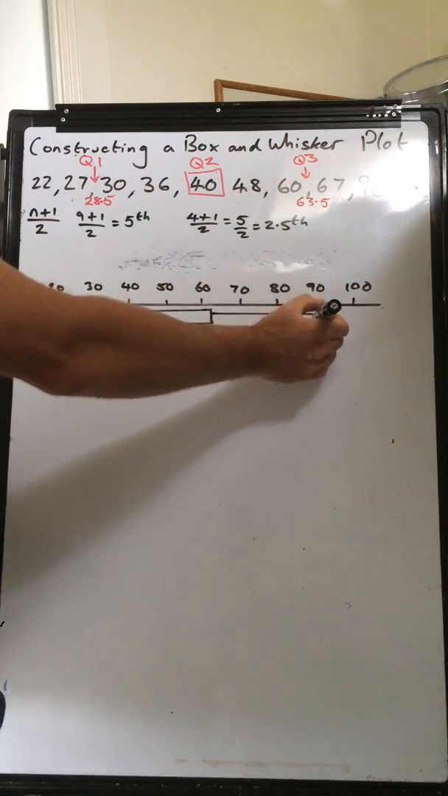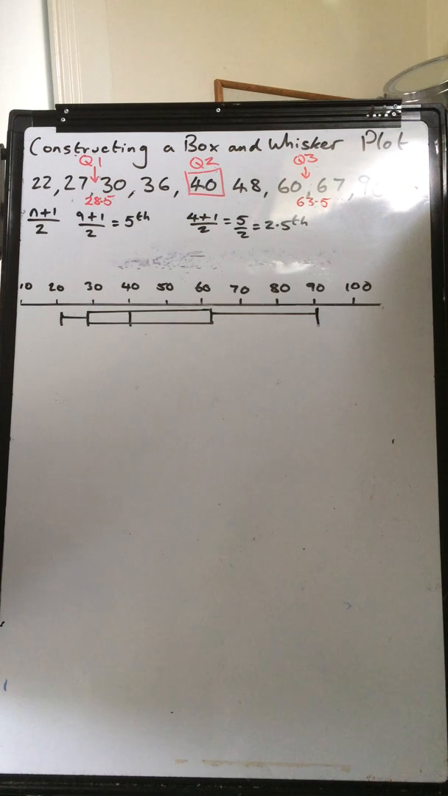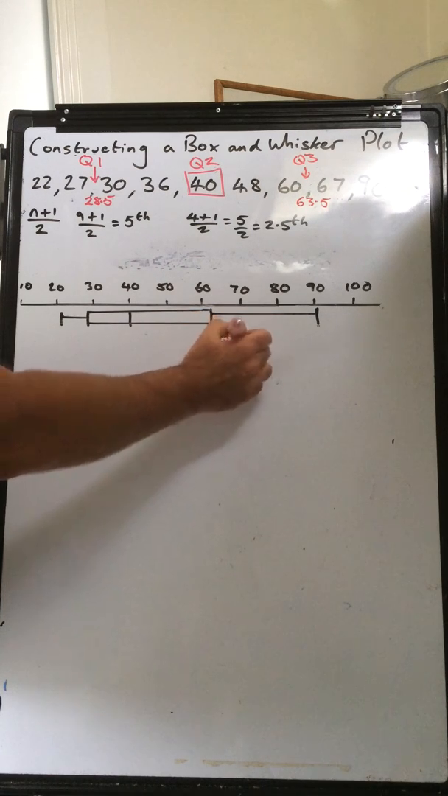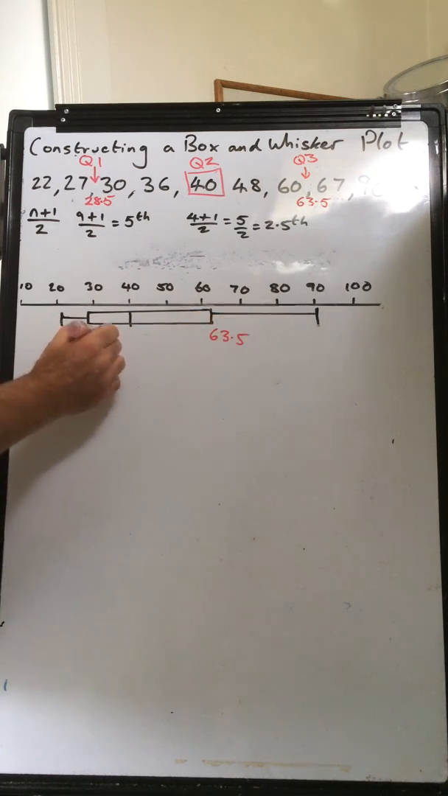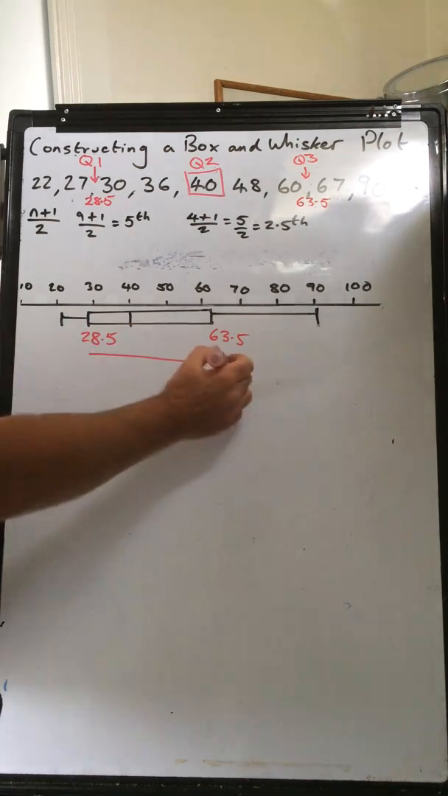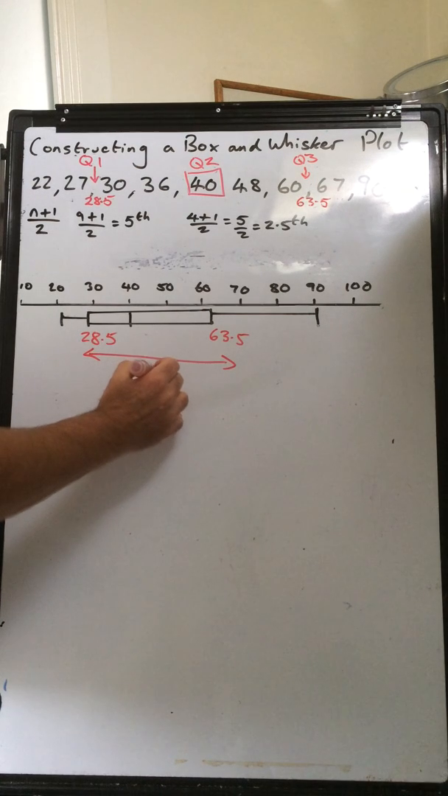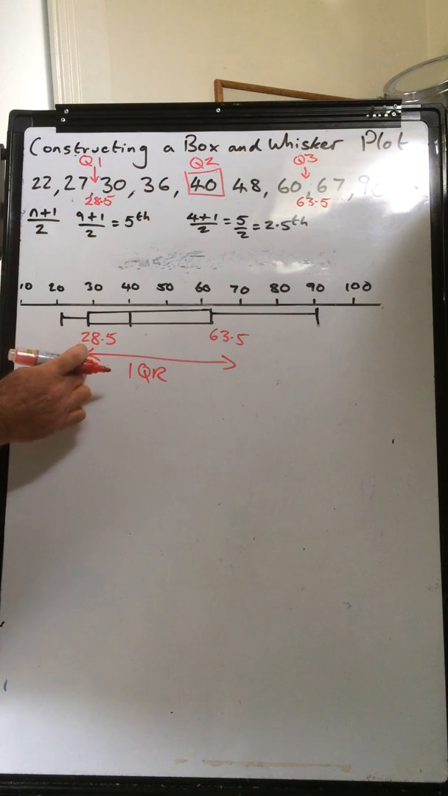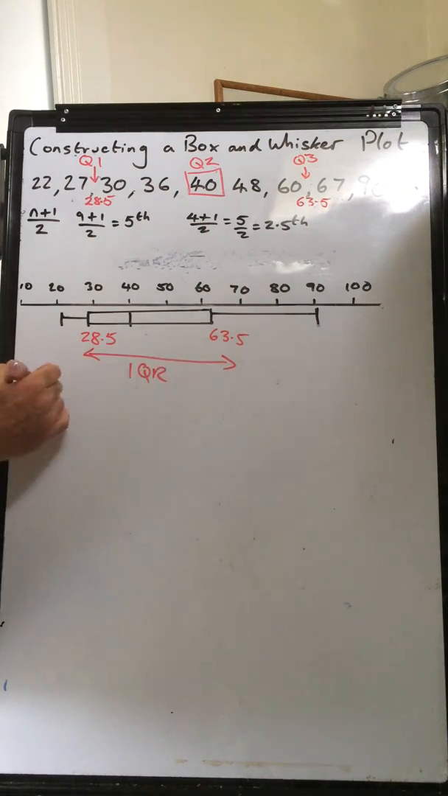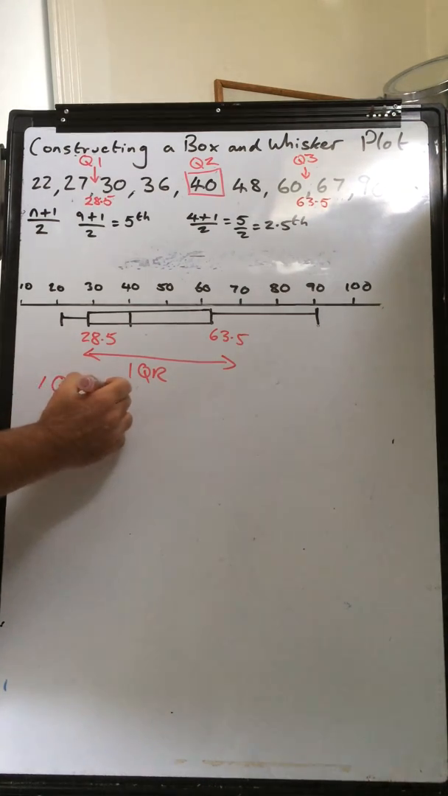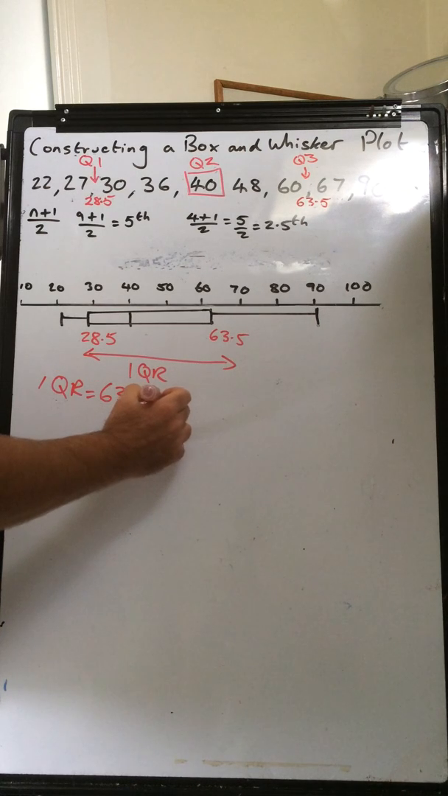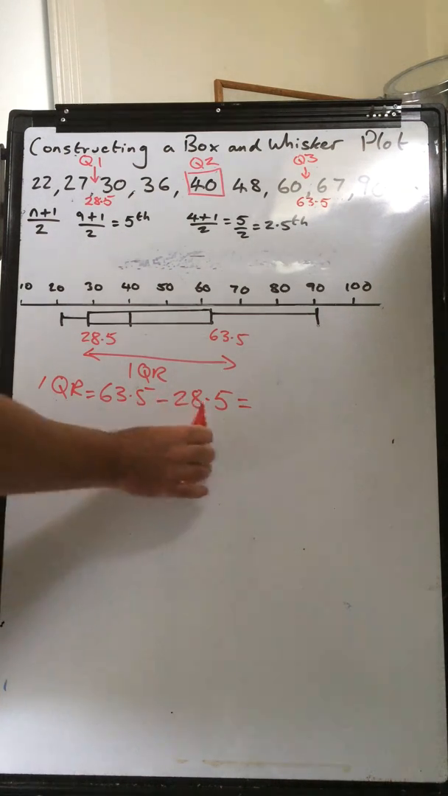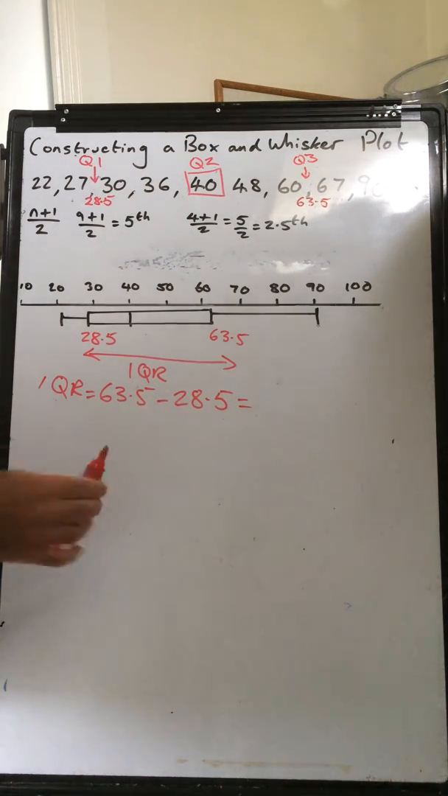Now one of the great things with a box and whisker plot is if we take our upper quartile, which if you remember was 63.5, and we subtract our lower quartile, 28.5, that will give us our IQR, which stands for interquartile range. It's the range between the lower quartile and the upper quartile. So the interquartile range will be 63.5 minus 28.5. When we subtract this from this, the answer will be the interquartile range.